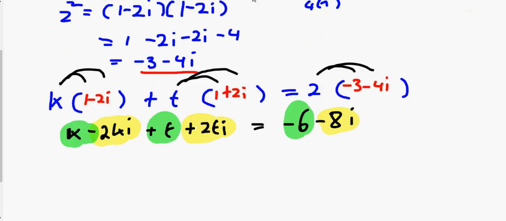We're on 15, okay? Daniel? K plus t equals minus 6. And for the yellows? Minus 2k plus 2t equals? Minus 8. You don't need to put in the i's.